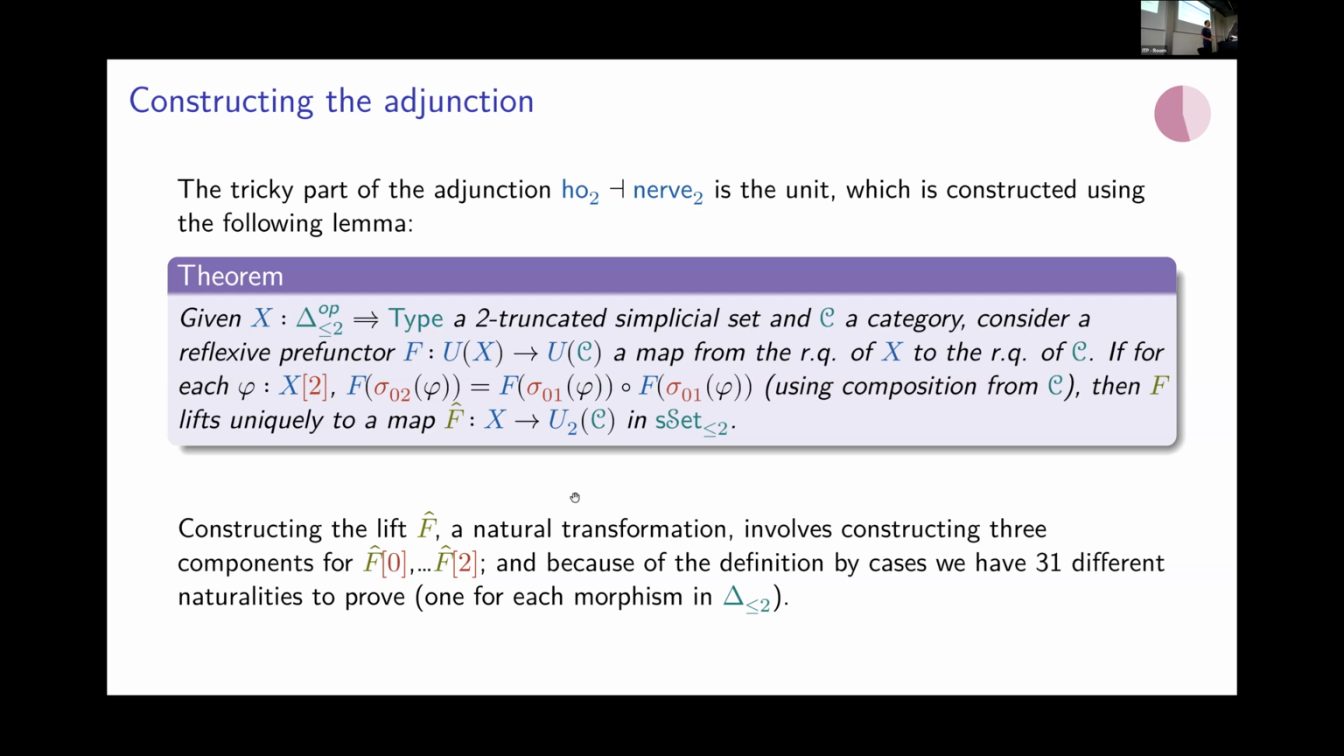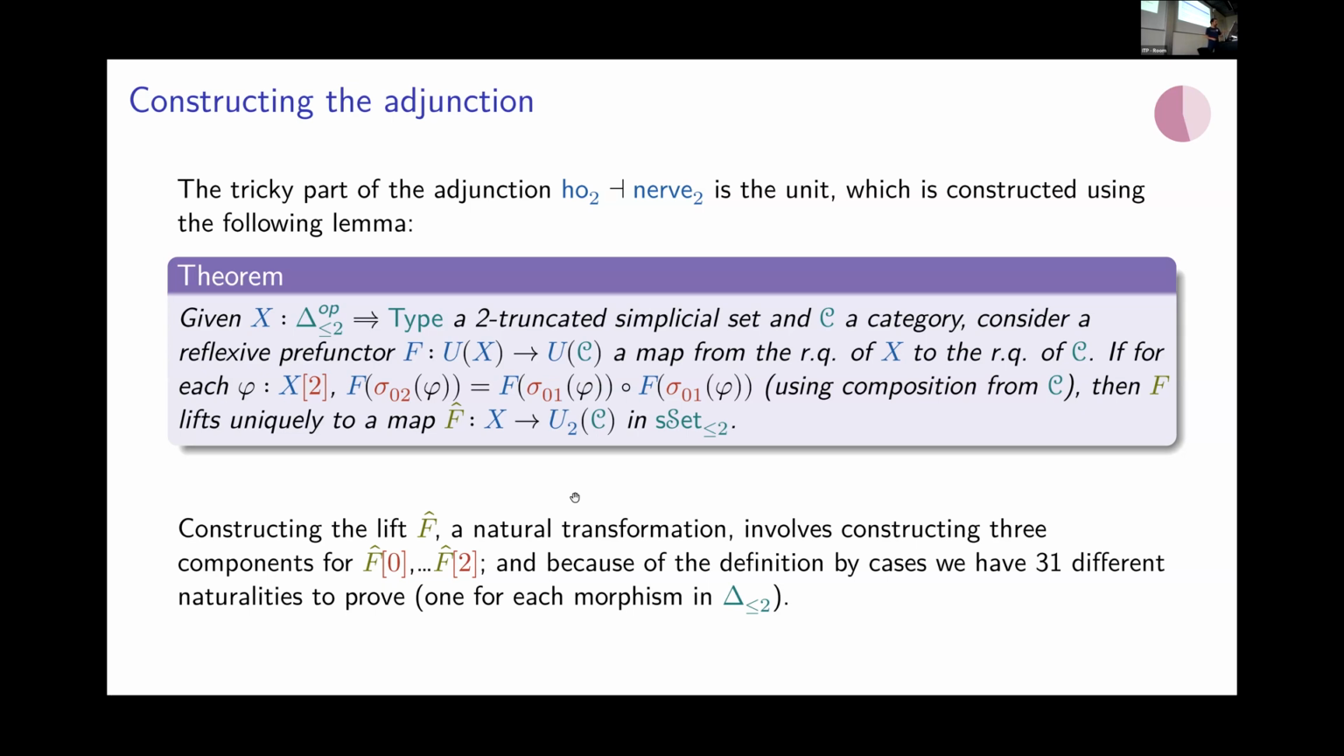The tricky part of this is that you also have to prove that this thing is an adjunction. That means you have to construct a unit, a co-unit, and prove some triangle lemmas. Most of that is relatively simple. The tricky part of the construction of the adjunction is in the unit, and you need this additional lemma. This is saying, if we have a two-truncated simplicial set, and we're mapping into a category, so we have some f that maps the underlying reflexive prefunctors of x to c.